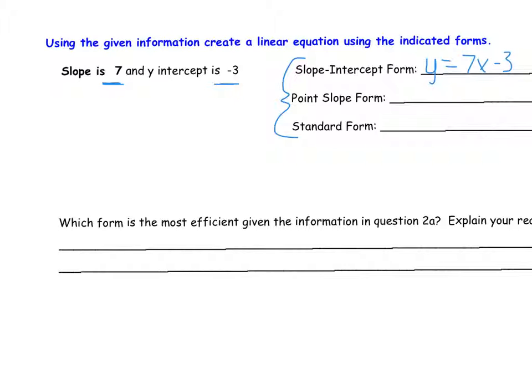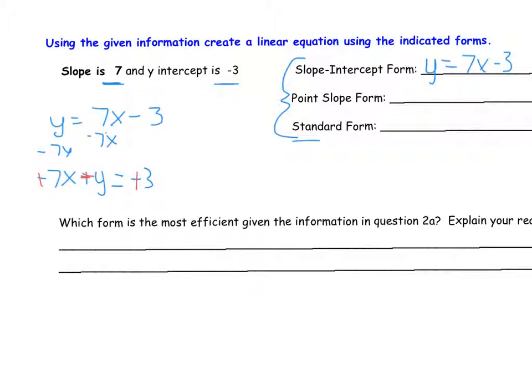And to get it in standard form, and I always do my work over here, we just need to move the x. So I'm saving the more difficult one for last. So negative 7x plus y equals -3. But remember, with standard form, you can't have that leading coefficient as negative. So I have to switch all of my signs.